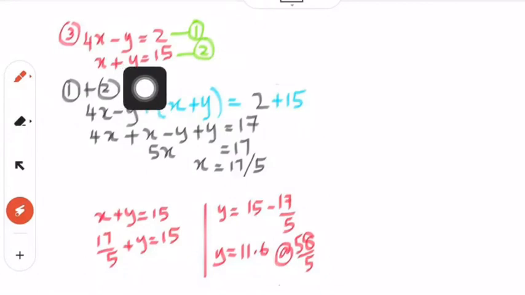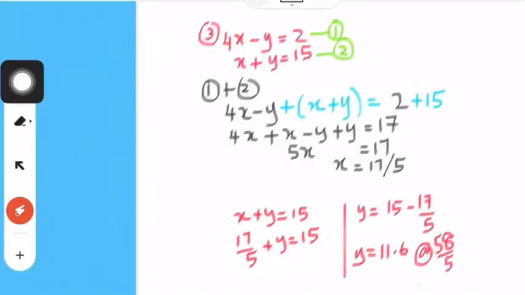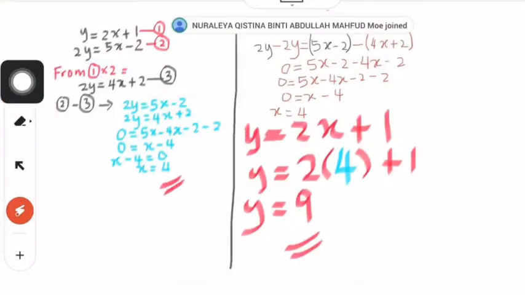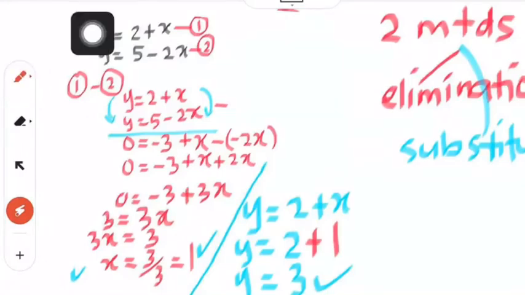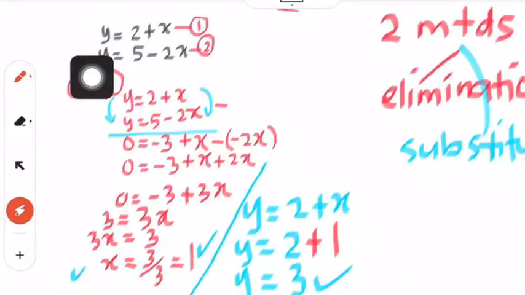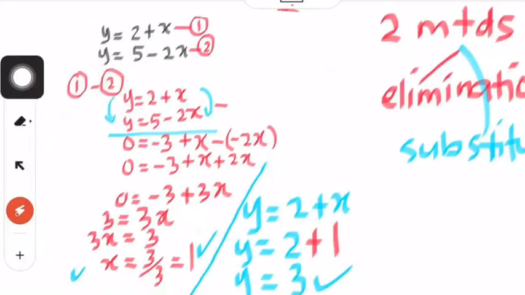Kalau sign dia sama, you minus. Macam this one, ni y, sign dia sama, positive. Then you have to minus. Baru dia akan eliminated. And you ask about when to multiply. Now to eliminate, in your case, to eliminate you have to minus or plus. You have to do the addition or subtraction to eliminate the variable.